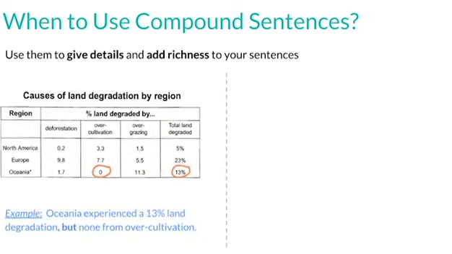Well, if we're trying to describe the data here and the data here, we could say something like, Oceania experienced a 13% land degradation, but none from overcultivation. So in this sentence, we have conveyed two separate ideas, both of which are complete, and we've done this without using two separate sentences. What we have done is we have given extra detail in a single sentence by using the coordinating conjunction but.